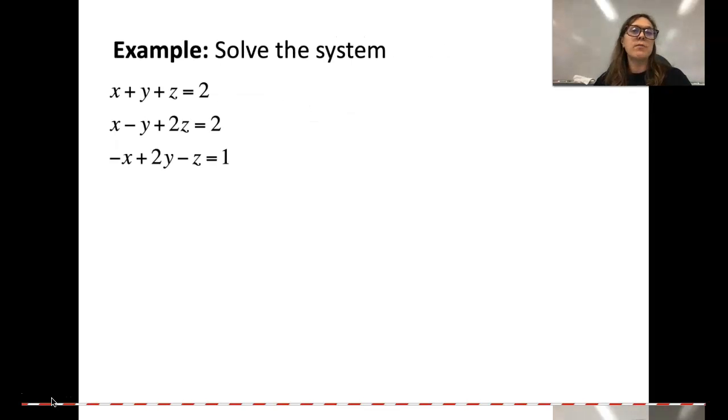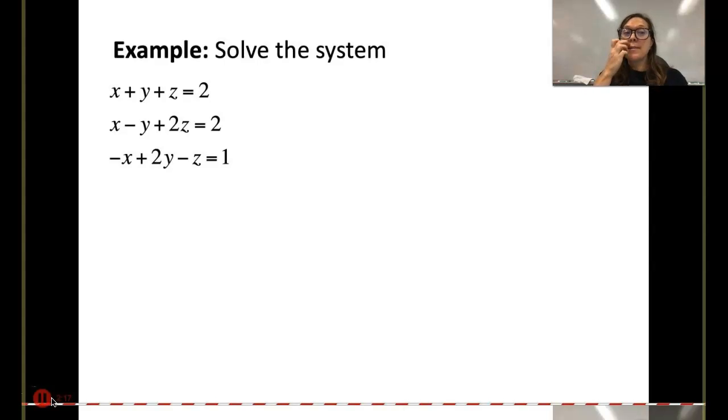Okay, so here we go. Let's do it. Solve the following systems. Since we have three different variables to solve for, we need three different equations to solve for those three variables. My first equation is x plus y plus z equals 2. My second equation is x minus y plus 2z equals 2. And my third equation is negative x plus 2y minus z equals 1.